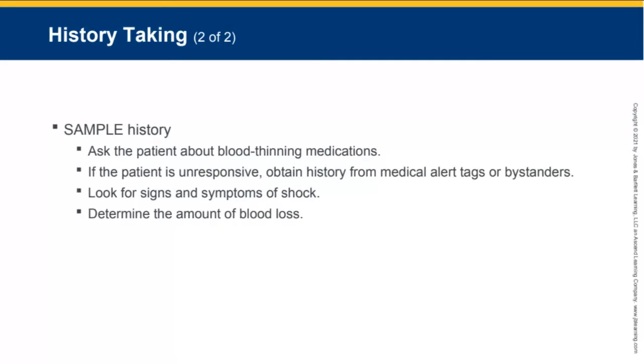If the patient is unresponsive, obtain history from medical alert tags or bystanders. Look for signs and symptoms of shock. Determine the amount of blood loss. Extremities or body parts in a pool of blood will indicate significant blood loss. So if you find clothing soaked in blood or the limbs in a pool of blood, the patient is losing a lot of blood. So suspect hypovolemic shock.